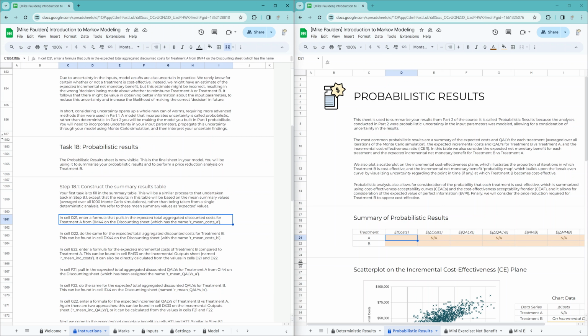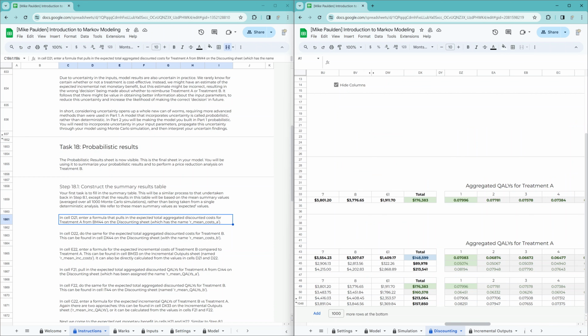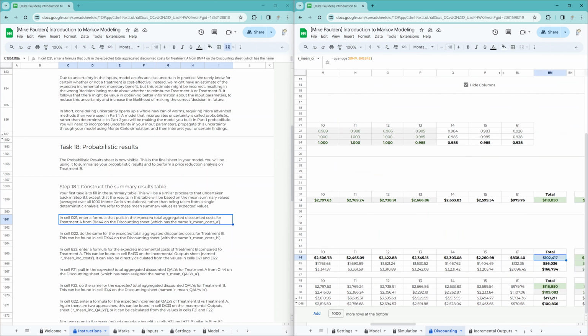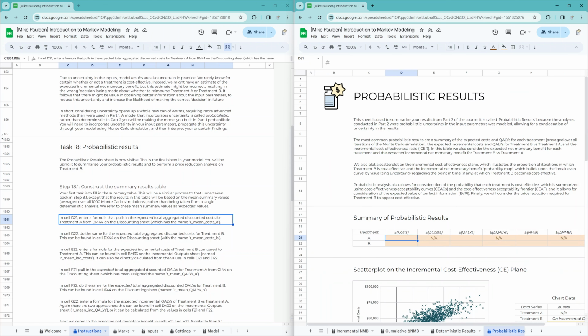And you can see it says in D21, enter a formula that pulls in the expected total aggregated discounted costs for treatment A from cell BM44. So if you go back to the discounting sheet just very quickly, BM44 was here. And remember, we assigned a name to that. So R_mean_costs_A. And I mentioned at the time when we saw that cell that this is really important. We're going to include this on our probabilistic result sheet.